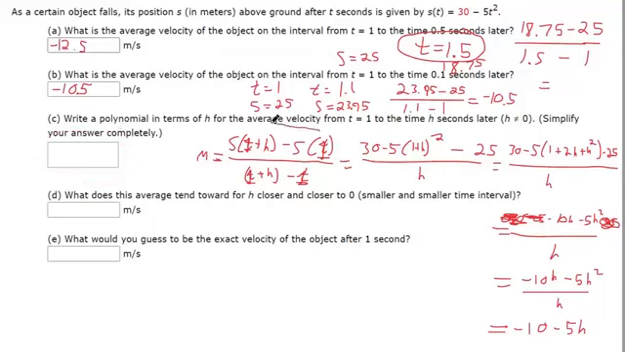We plugged the variables into the slope, and we rewrote and simplified. That's what the slope is. What does this average tend toward for h closer and closer to 0? h is how far away we are from time t equals 1. As h goes to 0, the limit as h approaches 0 is negative 10, right? Because you could just plug in 0 into that expression when you evaluate that limit.